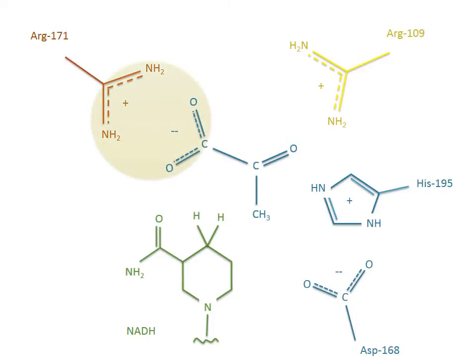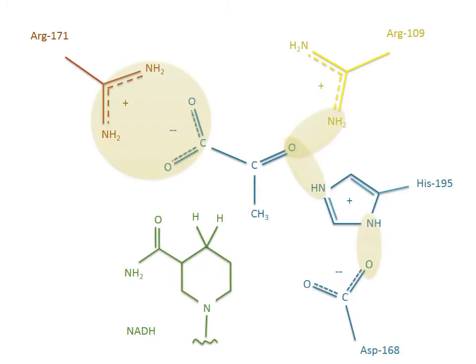So the carboxylate group on pyruvate is stabilized by arginine 171 over here on the left. And then the keto group is stabilized by arginine 109 and histidine 195. You can also see that this histidine is stabilized by this aspartic acid residue, and we've seen this before in our reaction trios. So that's going to stabilize the histidine so that it can be a proton donor.